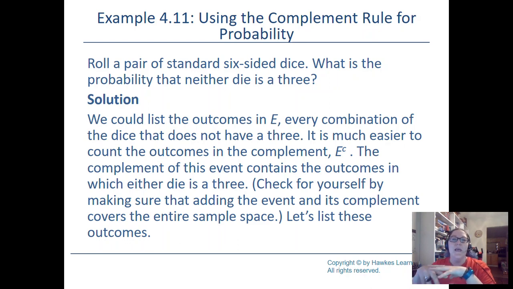So let's think about this. Now, we can come up with all the different outcomes of every combination of the dice that does not have a 3. But remember, there are 36 different ways when you take 2 dice together. 36 different ways. Well, wouldn't it just be easier to find out how many of them actually have a 3? And then basically the probability is going to be the complement of that. So if we just find the probability of getting a 3 and subtract that from 1, then you're going to have the probability of the complement, basically that neither die has a 3.